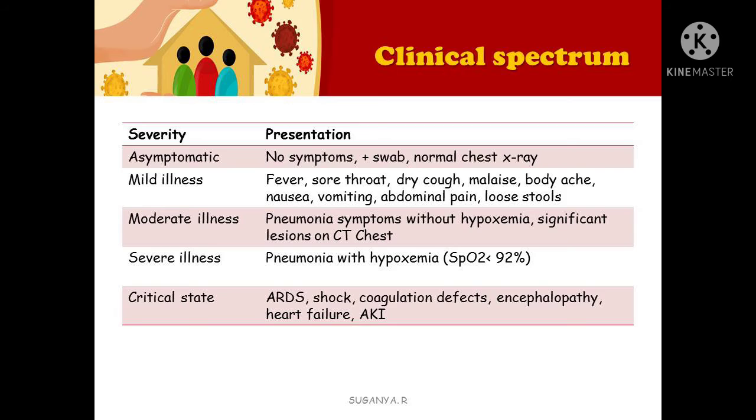Based on the clinical spectrum, cases are classified into 5 types. Asymptomatic: there are no symptoms but the swab is positive and the chest x-ray is normal. Mild illness, where symptoms of URI are seen along with abdominal disturbance. In moderate illness, pneumonia symptoms occur without hypoxemia and significant lesions are seen on the CT chest. In severe illness, there is pneumonia with hypoxemia, where SpO2 is less than 92%. In the critical state, ARDS, shock and coagulation defects, encephalopathy, heart failure, and acute kidney injury can be seen.